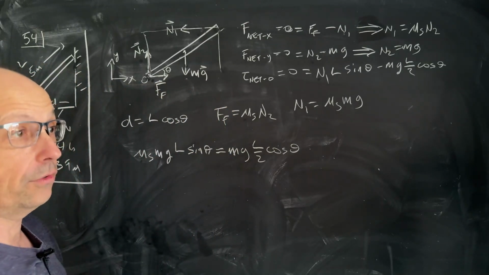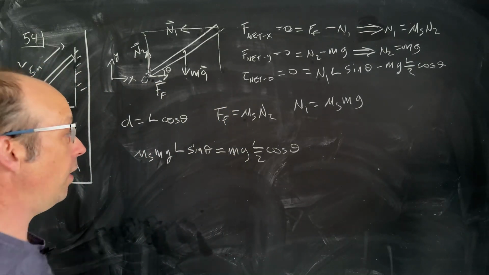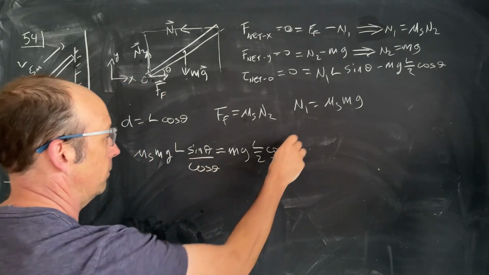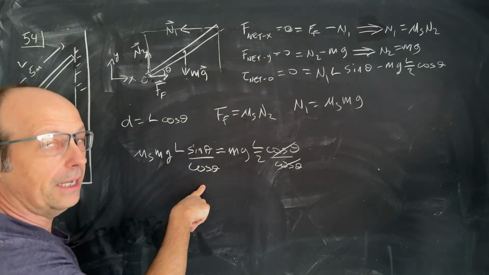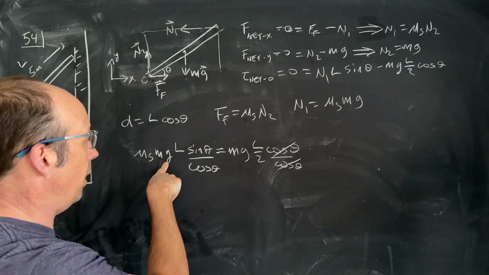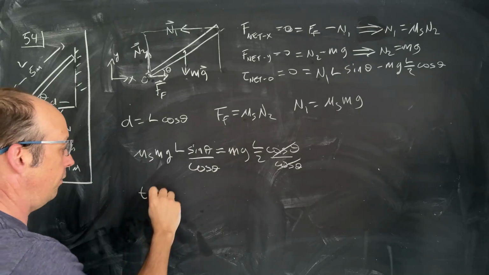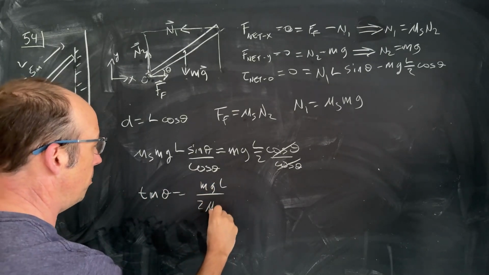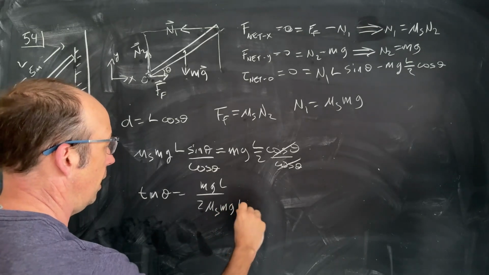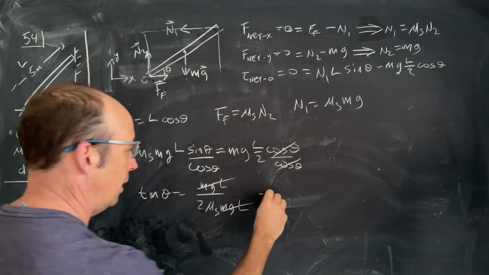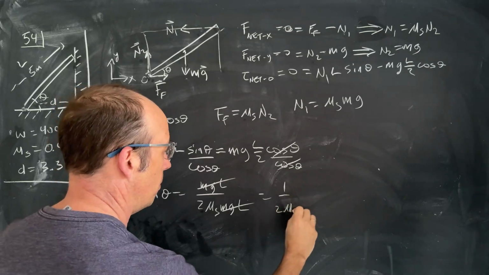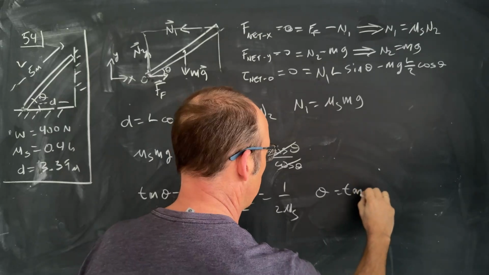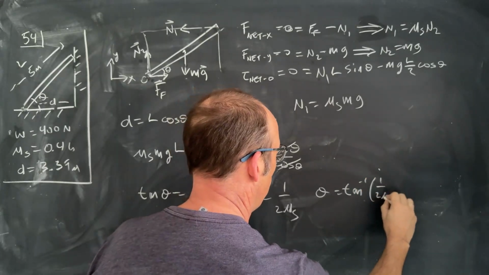Well, here we're going to have to do some trig, right? I can divide both sides by cosine theta. And then I have sine over cosine, and sine over cosine is tangent. So now I'm going to divide both sides by this, and I get tangent of theta is mg L over 2 mu s mg L. That stuff cancels. I get 1 over 2 mu s. So now I can find theta. Theta is just going to be the inverse tangent of 1 over 2 mu s.